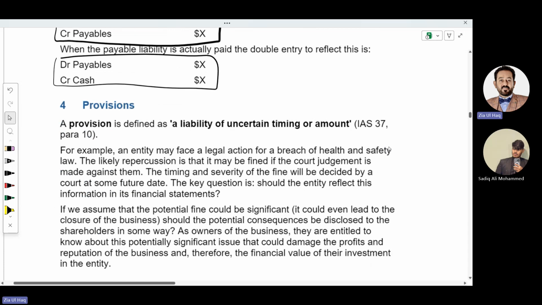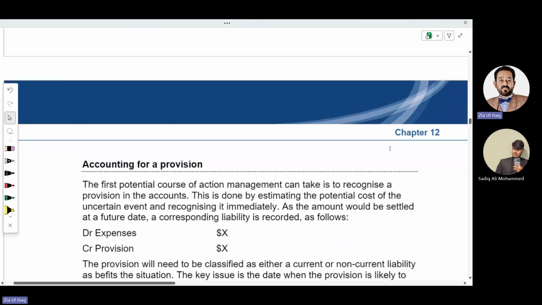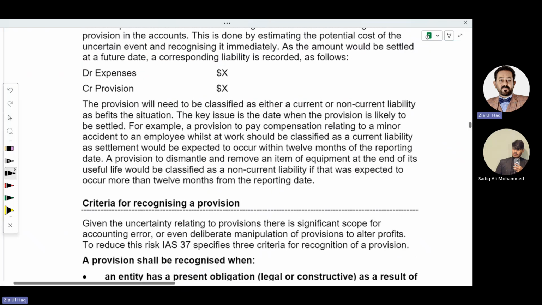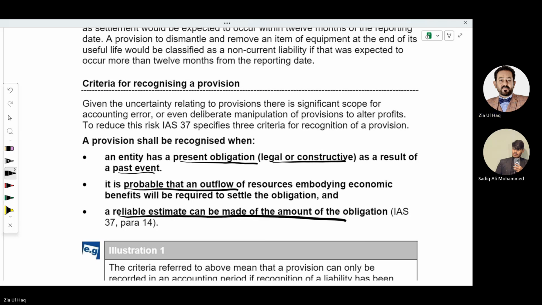Now let's move towards what a provision is. A provision is a liability of uncertain timing or amount. When we need to pay is not decided, but we need to pay. There are more than 50% chances. When a provision should be recorded, the accounting entry for provision is expense debit, provision liability credit. And by meeting three conditions, we need to create a provision: the entity has a present obligation, legal or constructive, as a result of a past event; probability of future economic outflow; and amounts can be measured reliably.